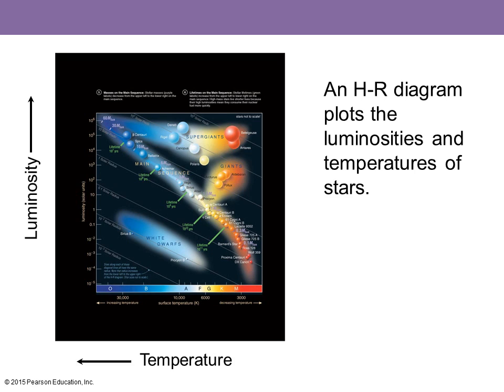Luminosity and temperature are the two big factors that classify stars. In an HR diagram, temperature is on the bottom, but temperature goes to cooler temperatures as you go to the right, not to hotter. So it starts out with hot temperatures on the left, cool temperatures on the right. Luminosity is on the left side, and as you go up on the scale, luminosity increases.